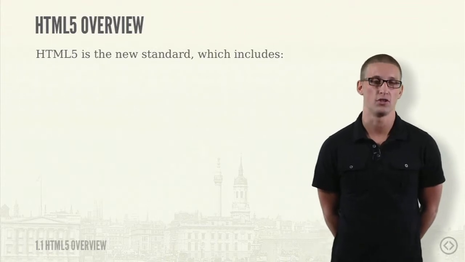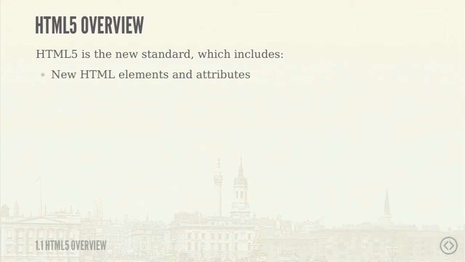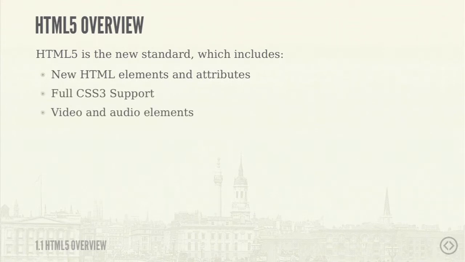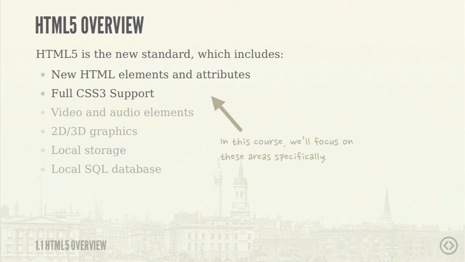HTML5 is really only a definition used to refer to the latest version of HTML, the latest standard, and it includes several new features, such as new HTML elements and attributes, full CSS3 support, video and audio elements, 2D and 3D graphics, local storage, and a local SQL database. Now, in this course, we're just going to focus on the new HTML elements and attributes, and also the full CSS3 support. So now that we've given an overview of HTML5, let's give a brief overview of CSS3.